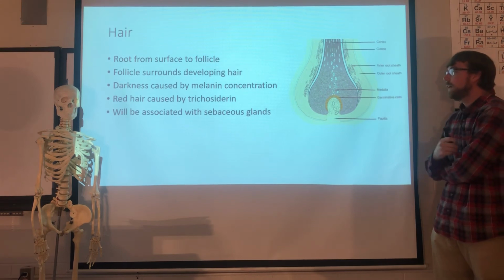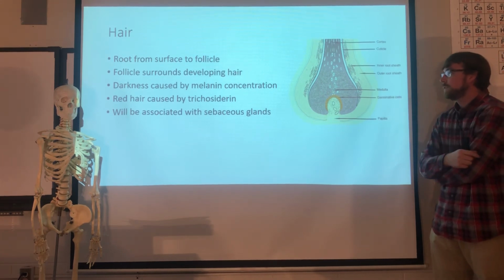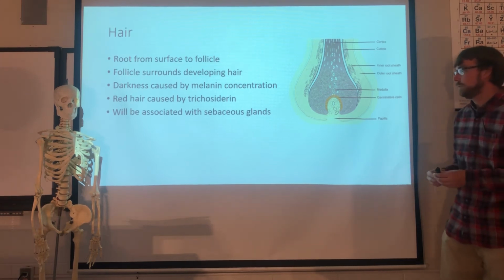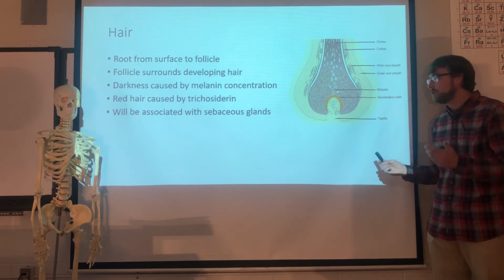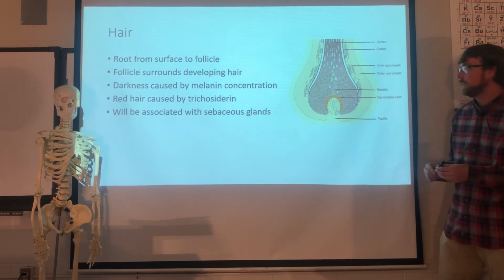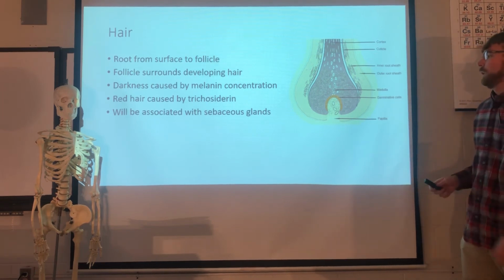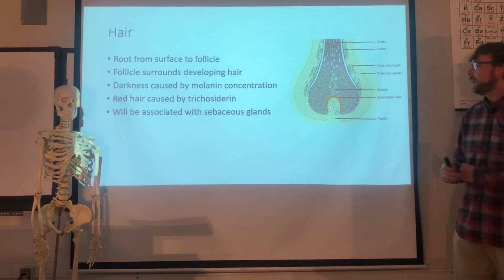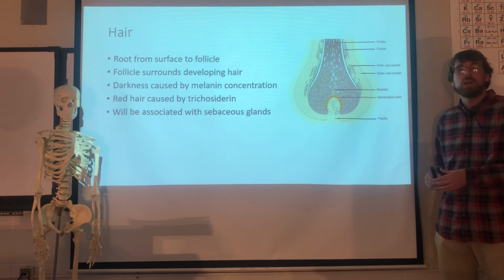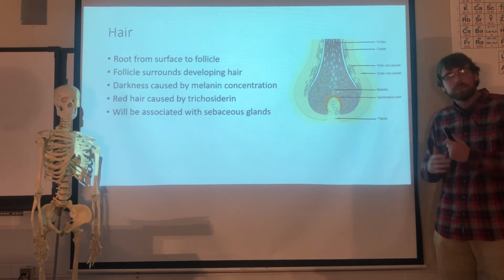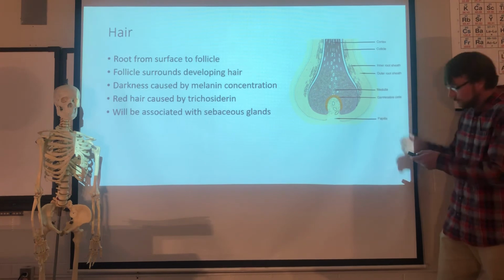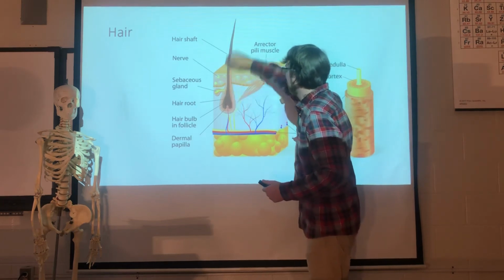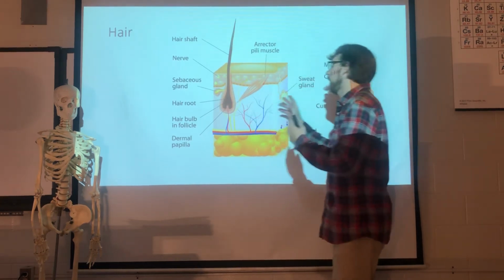Your hair exists from the root to the surface of a follicle. The follicle surrounds the developing hair. Darkness is caused by melanin concentration. Red hair is caused by trichosiderin. I may have butchered that. It will be associated with sebaceous glands. All of your hair follicles are going to have a sebaceous gland, a little oil gland, to lubricate the hair follicle. So all of your follicles are going to be associated with a sebaceous gland.